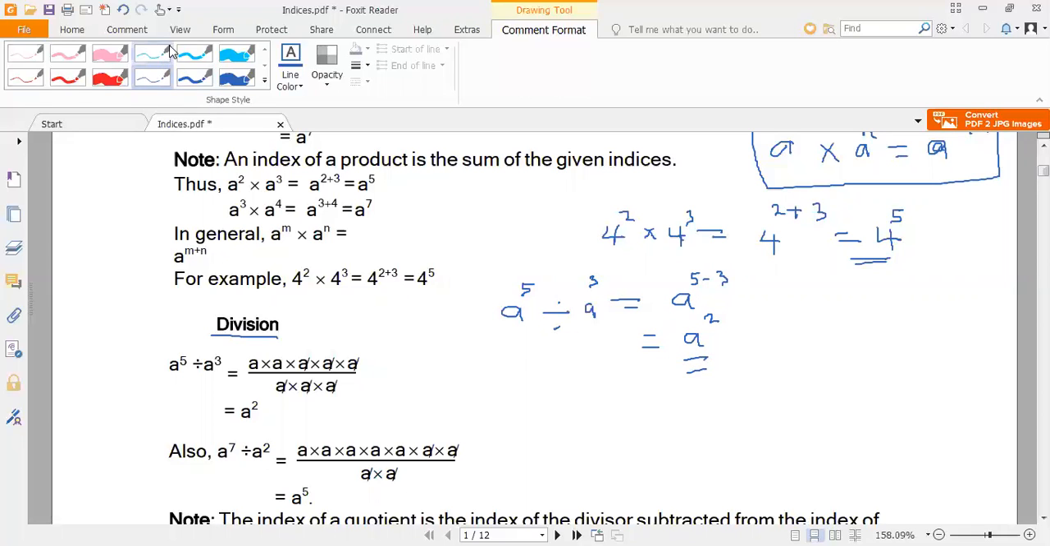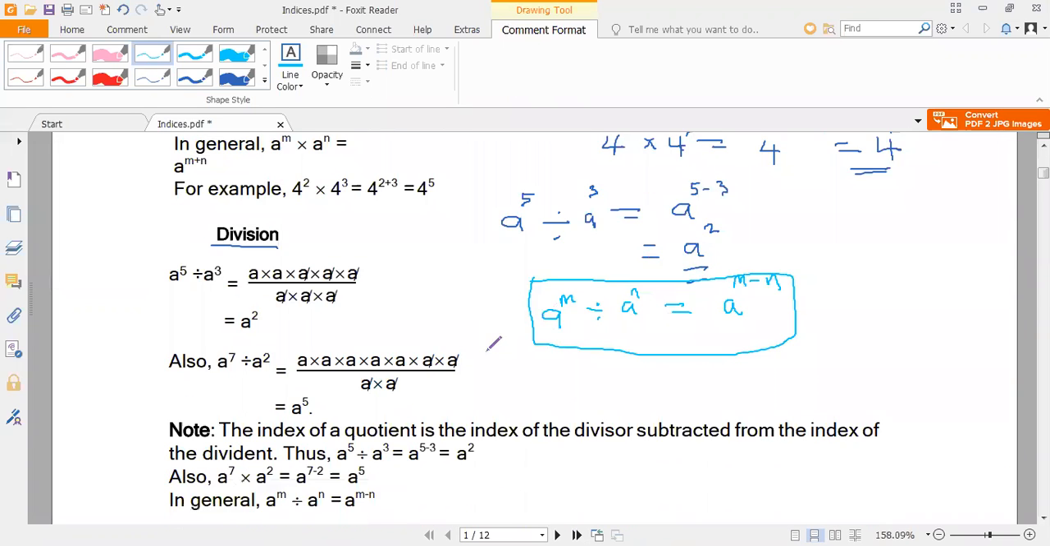Okay, so to summarize the division law, the summary says that if we have a to the power m being divided by a to the power n, what you do is that you keep the base and then you subtract the powers, that is a power m minus n. So this is the summary of the division law of indices. Maintain the base and subtract the powers.